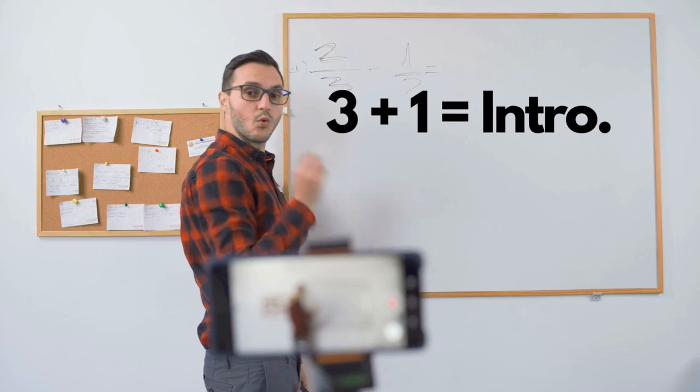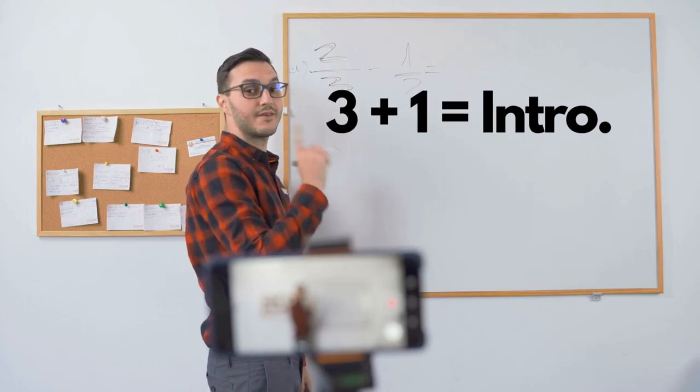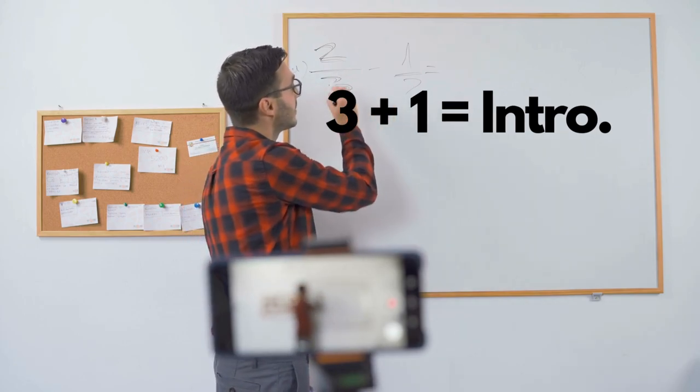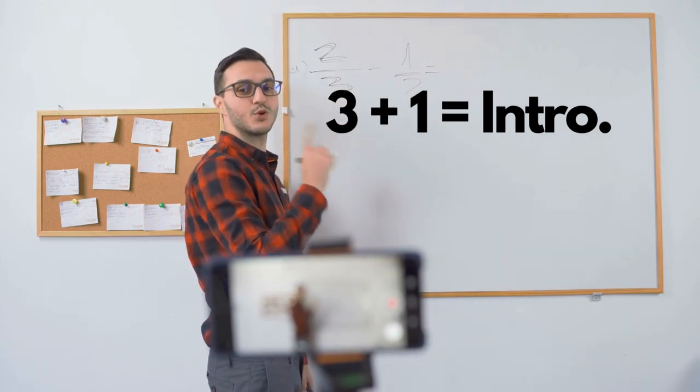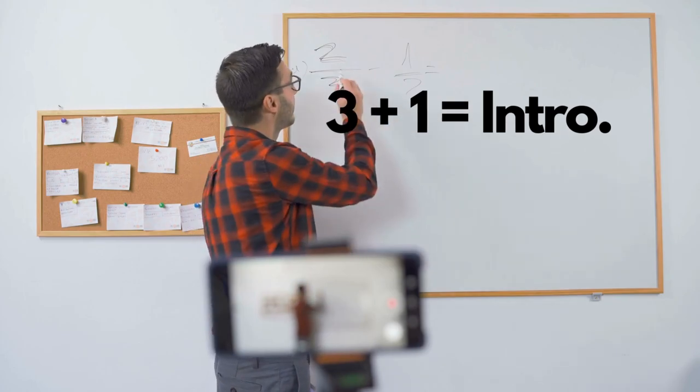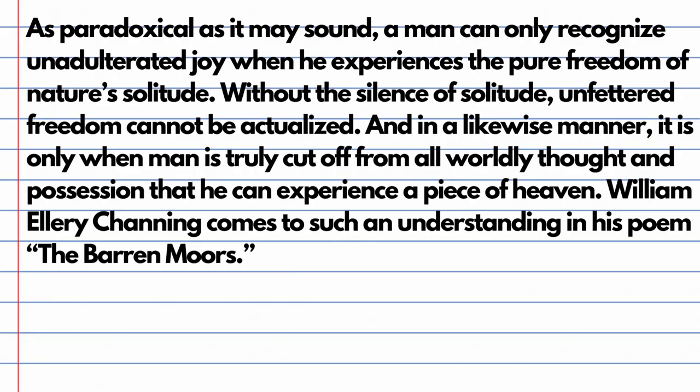So just to recap, before we take a look at the first exemplar, 3 + 1 equals the intro. 3 sentences, authorial intent. 1 sentence construction of meaning in that order. So this is student number 1 here. They step to the plate and let's see how they manipulate this 3 + 1 paradigm. So here it is. As paradoxical as it may sound, a man can only recognize unadulterated joy when he experiences the pure freedom of nature's solitude.